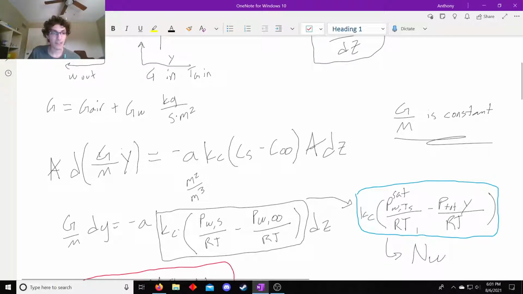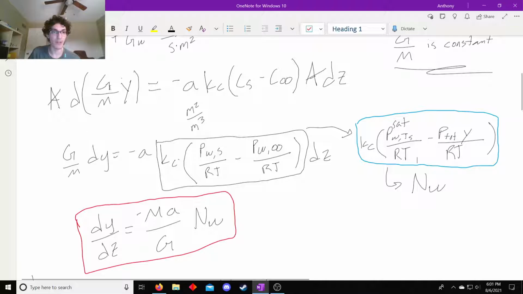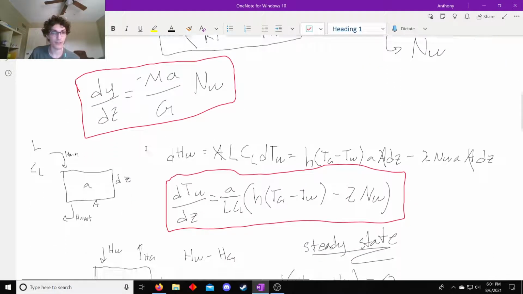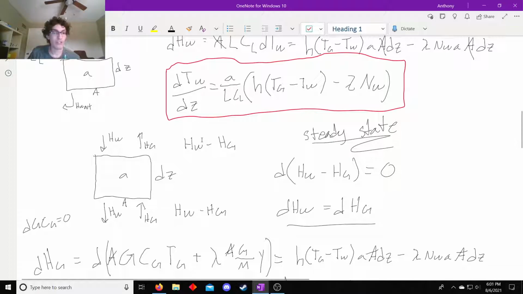The way we did that was by setting up a bit of a mass balance here, where we said the change in the water flowing is equal to the mass flux of the water. And then from there, we were able to come up with this first differential equation. Then we looked at the change in enthalpy of the water, and we were able to set up an expression for that. And from there, we could come up with the differential equation for the change in the temperature of the water.